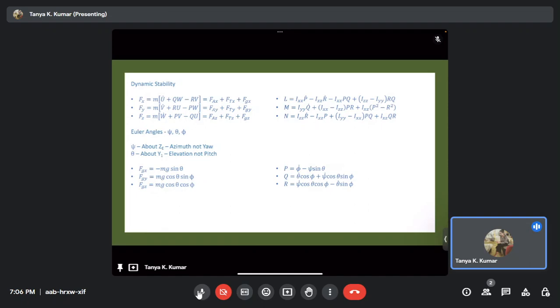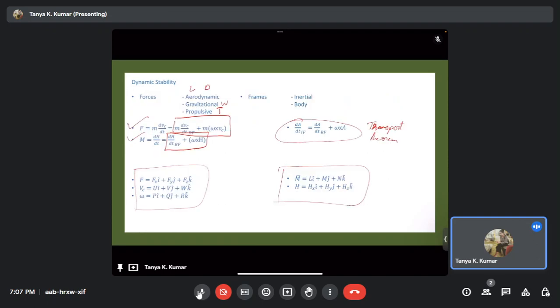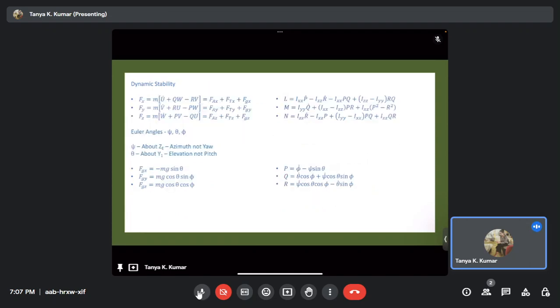So when you expand these Newton's and Euler's equations of motion, you get 6 different equations, right? You get Fx, Fy, Fz, and you get L, M, N, which are the moments about the x, y, z axes respectively. So just expanding these two terms gives you the 6 equations, that is Fx, Fy, Fz and L, M, N.